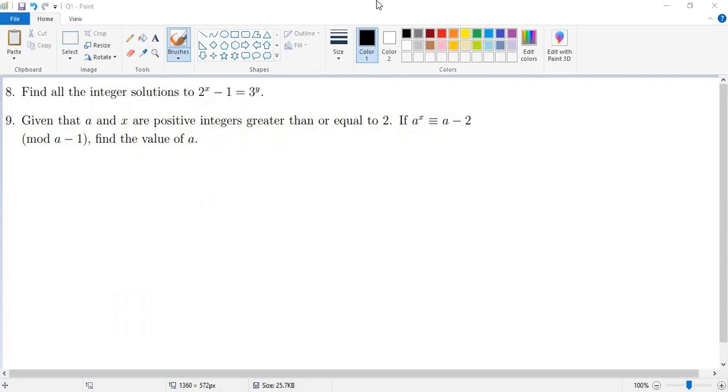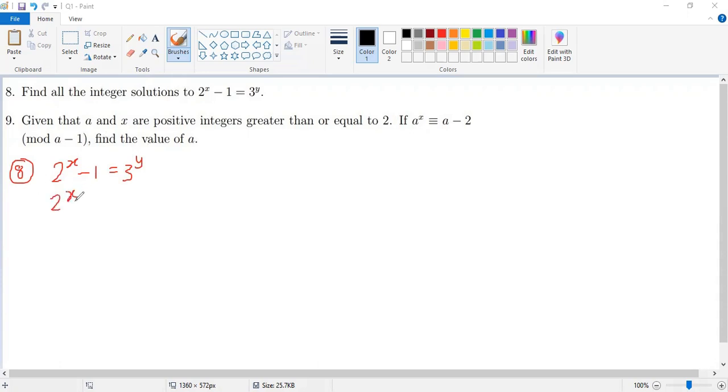Okay, let's start with question number 8 from the IMONS level 2 reading material 2021. So simple digits, hopefully. Let's try number 8 first, please. Find all integer solutions to 2 to the power of x minus 1 equals 3 to the power of y. We'll find all integer solutions to that.